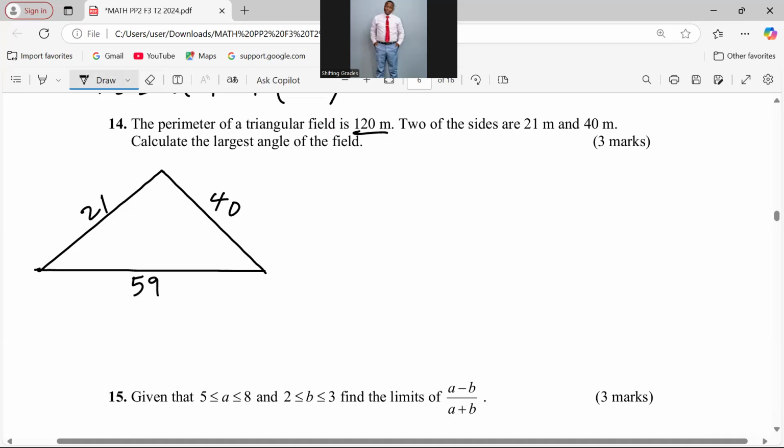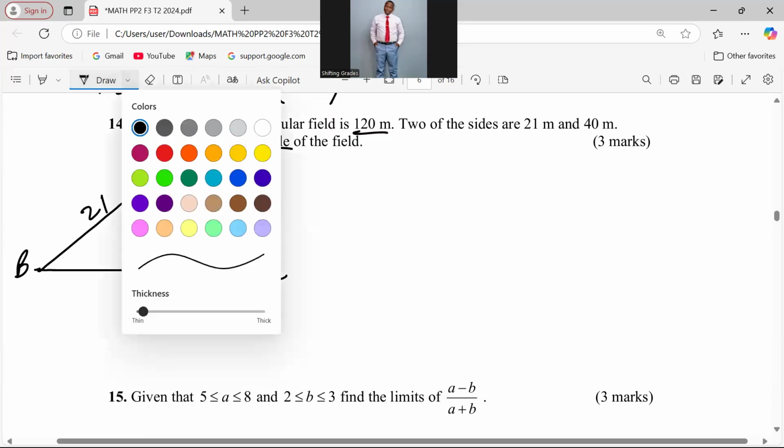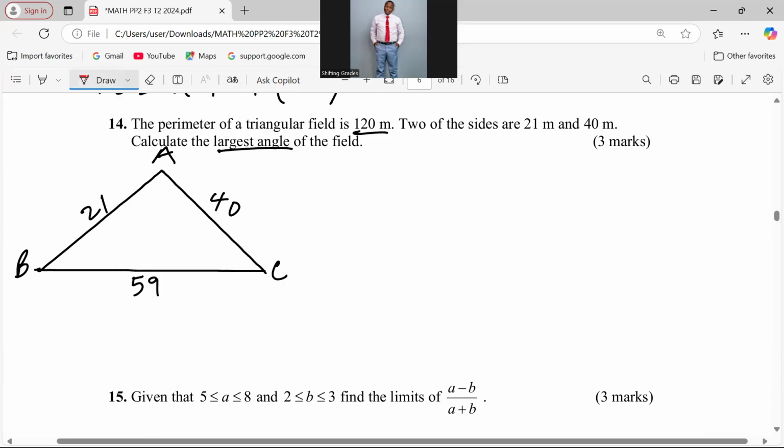Then about these angles, we are supposed to know that the largest angle is usually opposite to the longest side. So I've named the angles. We can also name the sides, whereby this becomes A, this one becomes B, this one becomes C. The largest angle is usually opposite to the longer side.